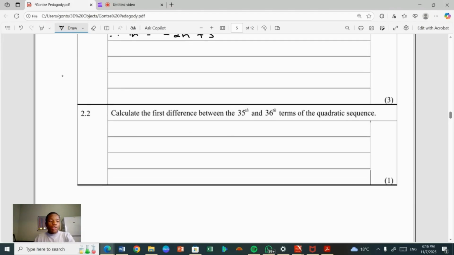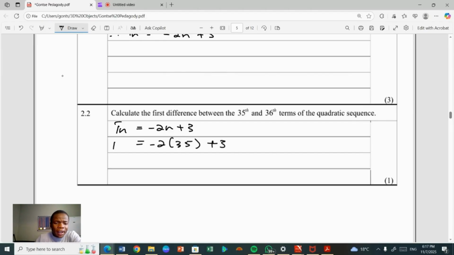2.2, calculate the first difference between the 35th and 36th term of the quadratic sequence. So you're just going to say Tn is equals to negative 2n plus 3, right? This is our equation. So you just substitute our 35th term. Then you say 35, then you say plus 3. Then from here you punch the calculator.